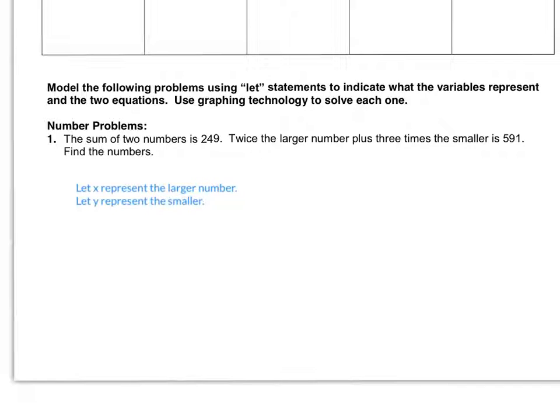Then I want to come up with the equations. I know that I want the sum, so the word sum here means to add. So I want to add the two numbers, and the word is is the equal sign. My two numbers are x and y, and I want to add them together. So x plus y equals, or is, 249. So there's my first equation.